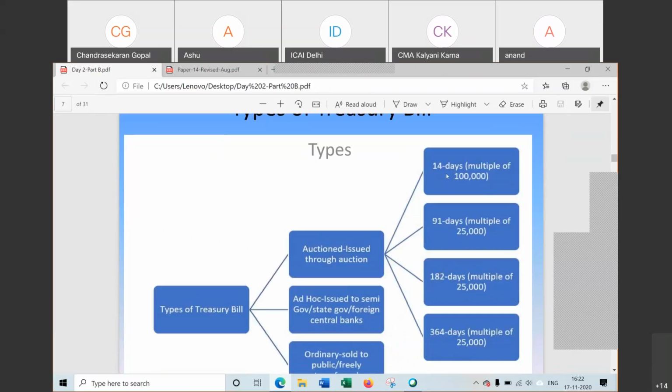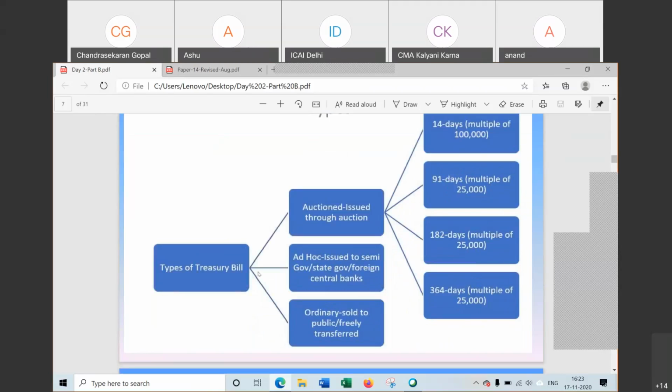14 days, this one is issued in multiples of 1 lakh. The price might be 1 lakh, 2 lakh and so on. For 91 days, this is issued in multiples of 25,000: 25,000, 50,000, 75,000, it can be in this way. 182 days, maturity will be 182, and here maturity period will be 364. These three are issued in multiples of 25,000, but the 14 day treasury bill is issued in multiples of 1 lakh. So these are the types of treasury bill: auction, ad hoc and ordinary.